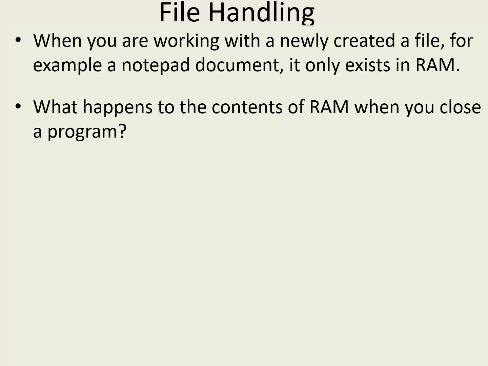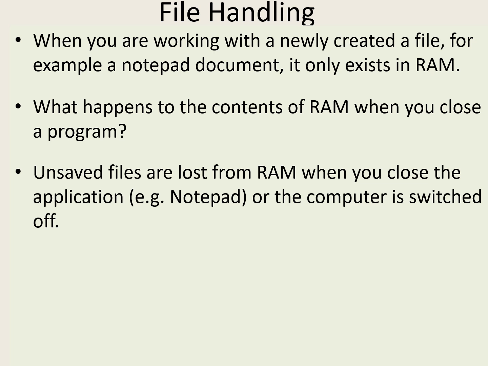Now, here's a question. Have a think about this. What happens to the contents of RAM when you close a program? If you close a particular application or program, the program itself is removed from the RAM, but any associated files and data are also removed from the RAM as well. So if you haven't saved it permanently on the hard disk drive, the secondary storage, you've lost that information. So unsaved files are lost from RAM when you close the application.